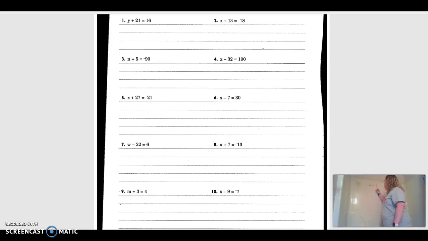So our first problem, we have y plus 21 equals 16. Okay, so the first thing we need to do is undo our addition. So we're going to subtract 21 from both sides. And when we do that, our 21's cancel out, and we're left with y. We have 16 minus 21, which gives us a negative 5. So your first answer is y equals a negative 5.